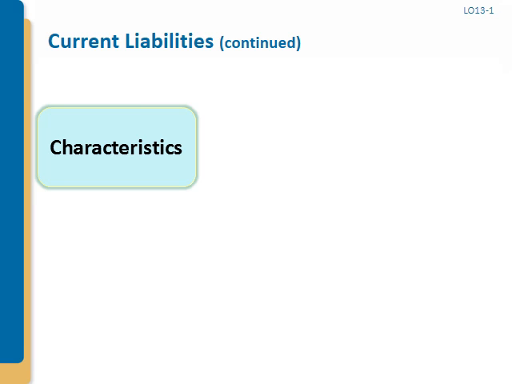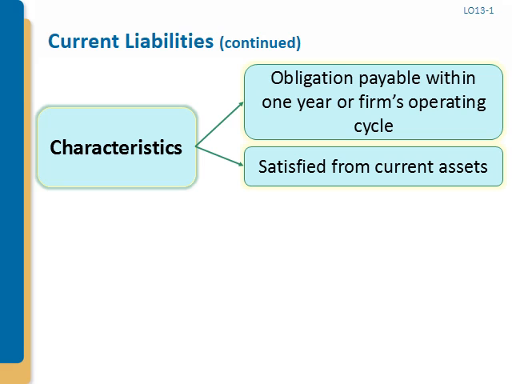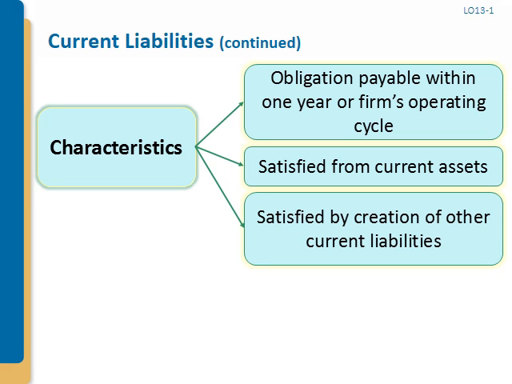However, a more discriminating definition identifies current liabilities as those expected to be satisfied with current assets or by the creation of other current liabilities. The common obligations reported as current liabilities are accounts payable, notes payable, commercial paper, income tax liability, dividends payable, and accrued liabilities.